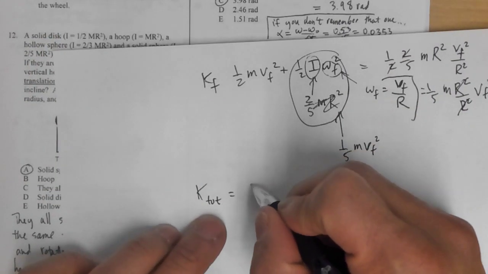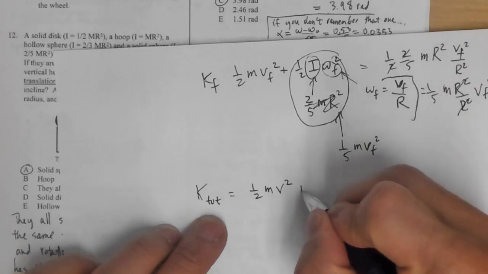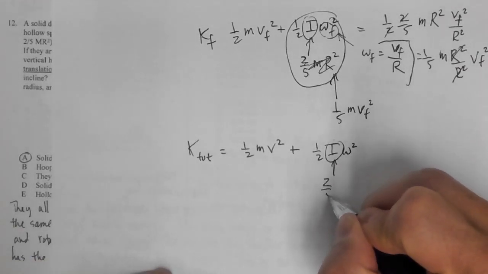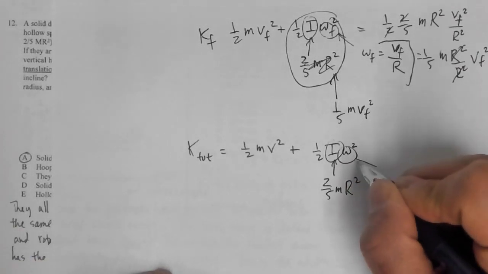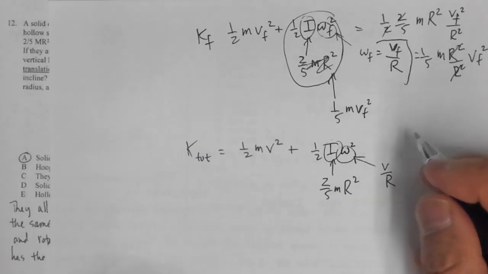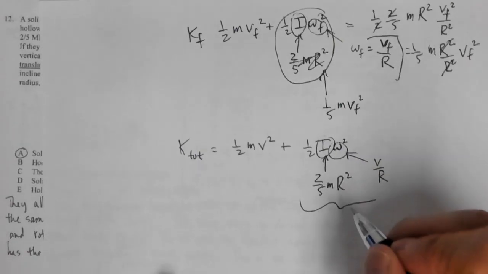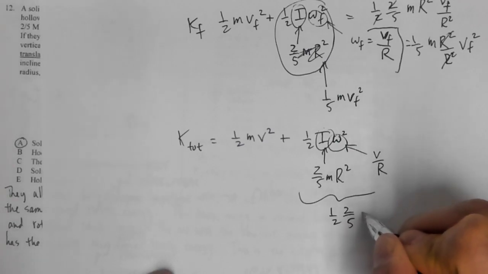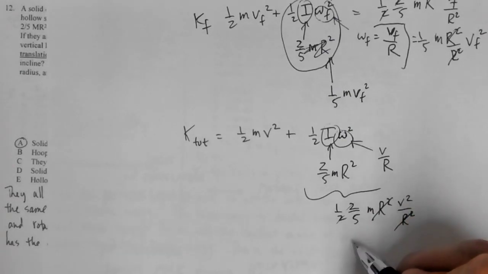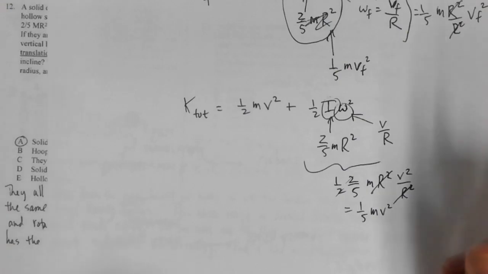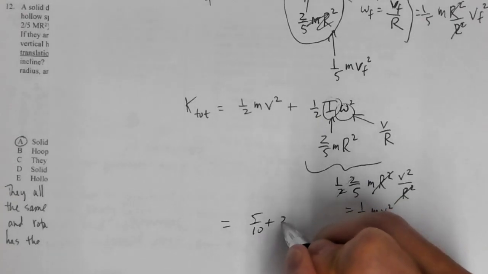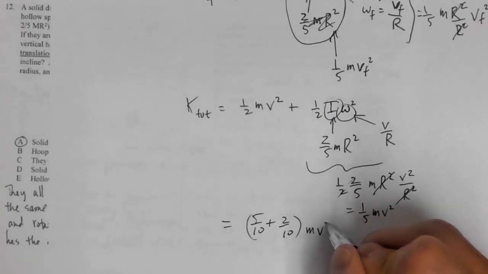Kinetic energy includes the translational kinetic energy plus the rotational kinetic energy. We use the fact that the moment of inertia is 2/5 mr squared for the sphere, and omega is v over r, the angular speed equals linear speed over r. So I can write this as 1/2 times 2/5 times mr squared times v squared divided by r squared, so the r squareds cancel. Then we get 1/5 mv squared. So we get 1/2 plus 1/5, that's 5/10 plus 2/10, which equals 7/10 mv squared.